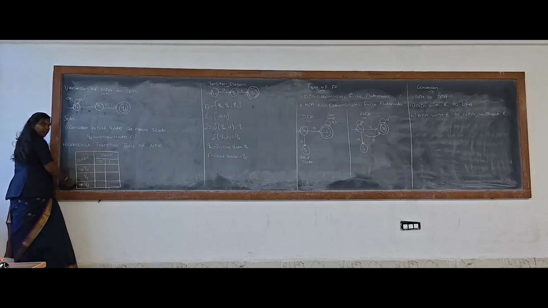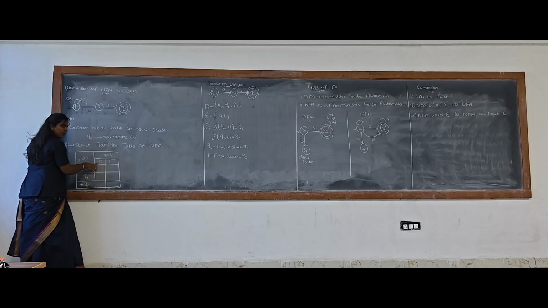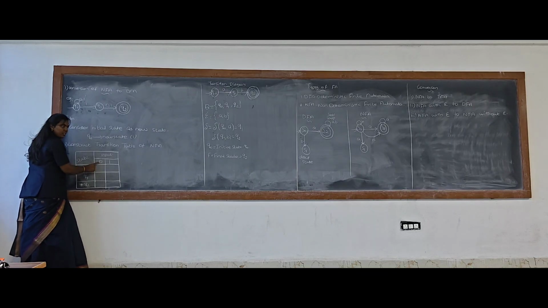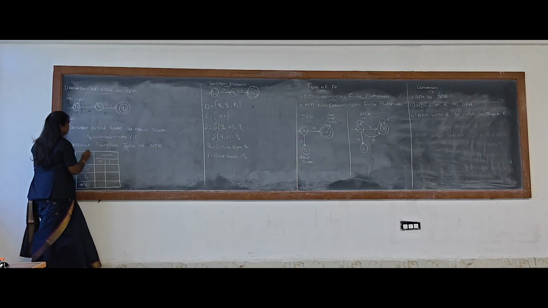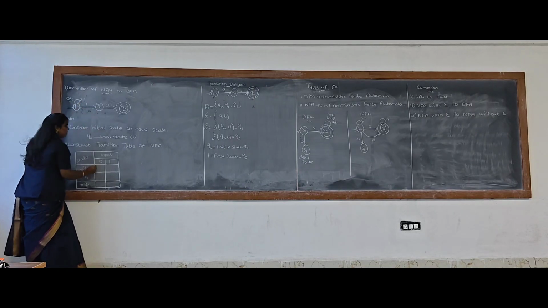So we are in the state Q0, right? By Q0, while reading the input 0, which state will it move to? Q0 reads the input symbol 0 and moves to the state Q0. So we fill in Q0 in this column.